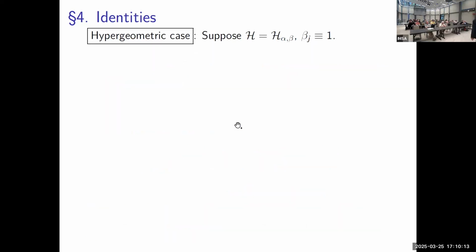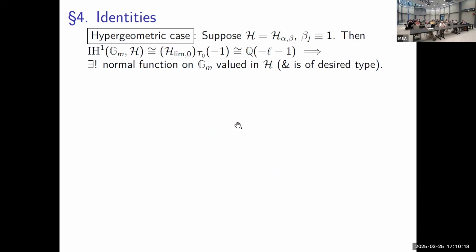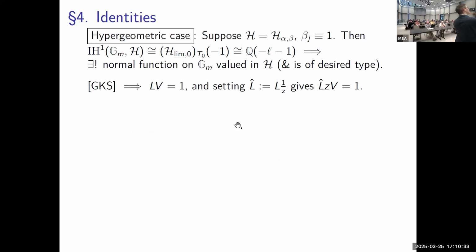That's hypergeometrics. Okay, hypergeometric case. Suppose H is hypergeometric with all the beta j's equal to 1, then IH1 of GMH is a cube minus L minus 1. And there exists a unique normal function on GM valued at H, and it's of the desired type. Okay, so this is one thing hypergeometrics give us. The second thing is that my theorem with Golyshev and Sasaki tells you immediately that the inequality that bounds the degree of N over G has right-hand side 0. So L B has to be a constant.